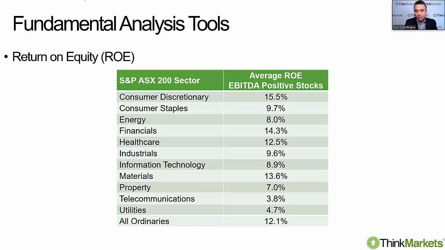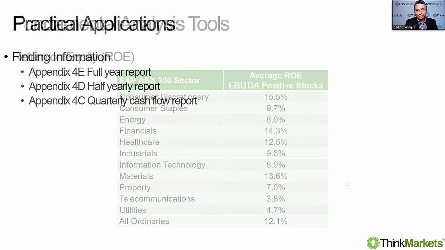We can see that consumer discretionary typically has the highest return on equity, with 15.5%, and then all the way down to utilities and telecommunications, which makes sense. These are highly capital intensive industries. The average for the All Ords is 12.1%, and that is, for me, the key number on screen. That is typically what I like to compare my ROE to. Look, if we're below 12%, give or take, that is less attractive. And similarly, if we're above 12%, that's becoming more attractive.